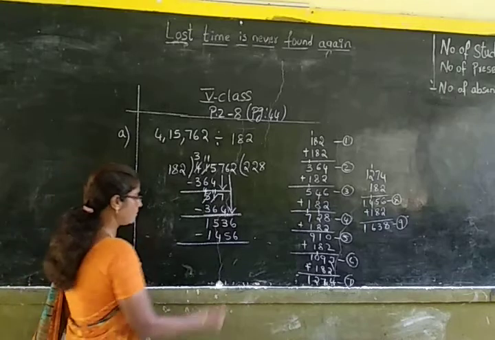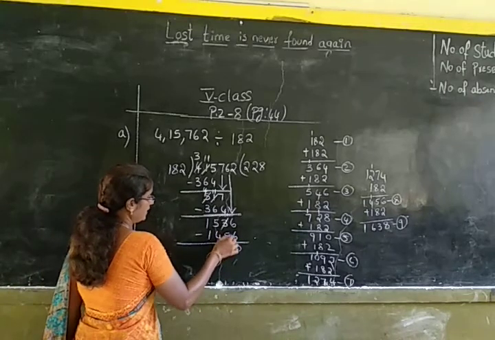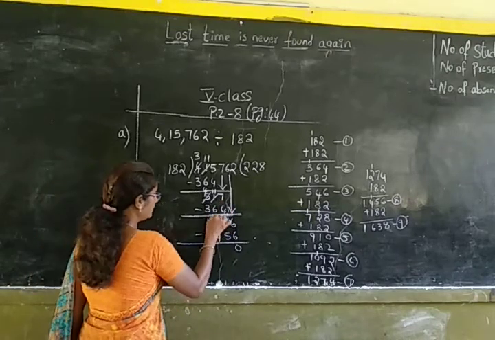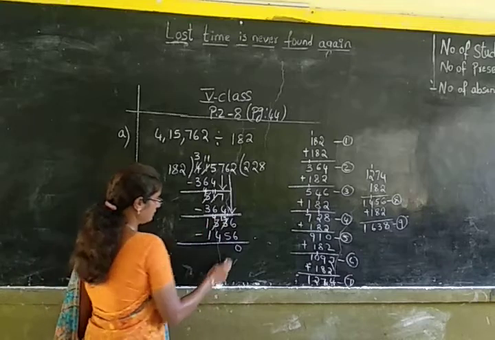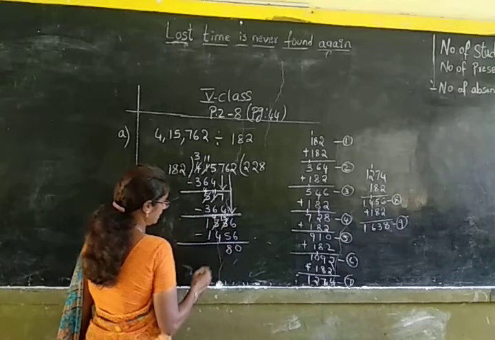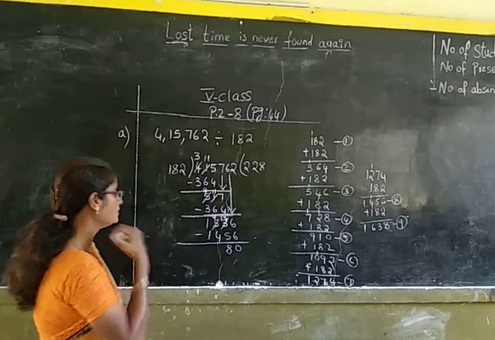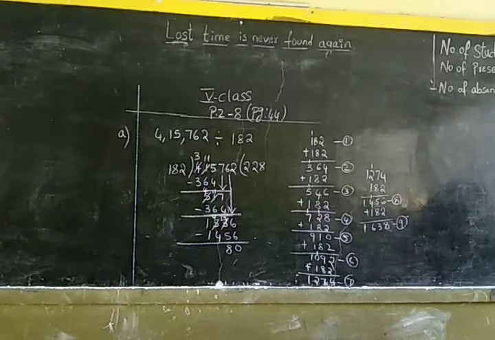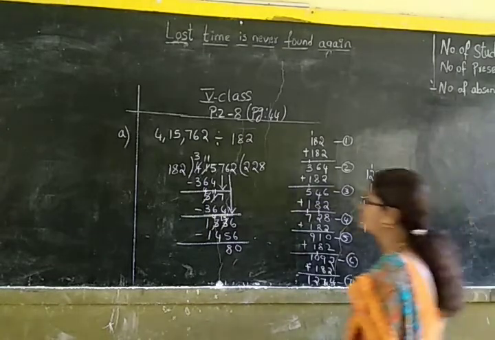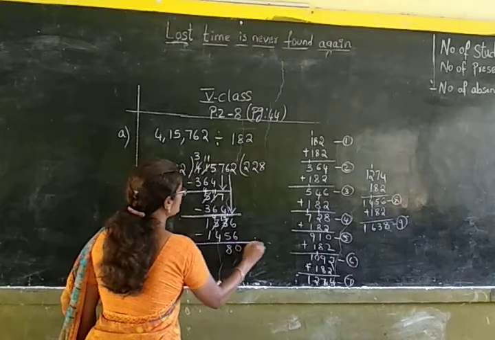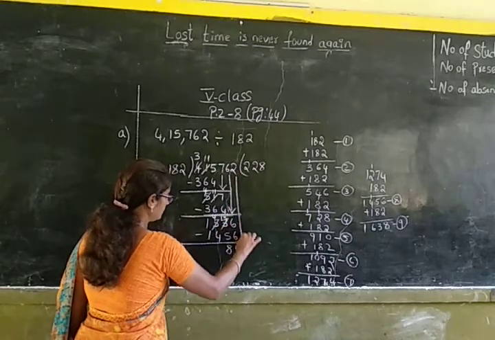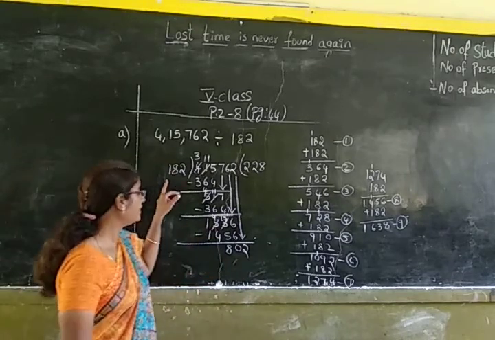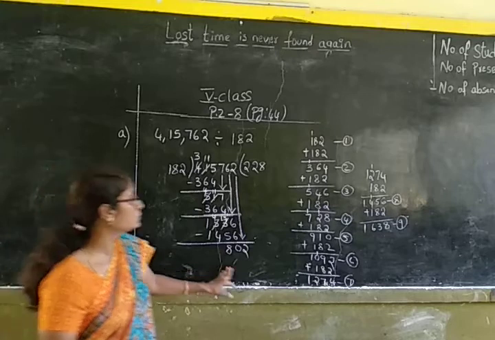6 minus 6 is how much? 0. I can't subtract 5 from 3, so 3 will become 13 after borrowing and 5 will become 4. 13 minus 5 is 8 and 4 minus 4 is 0. Then it is 2. So how many times 182 goes in 802?